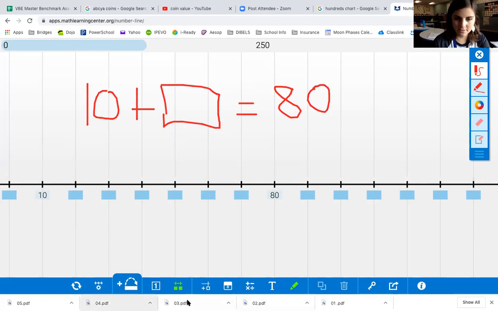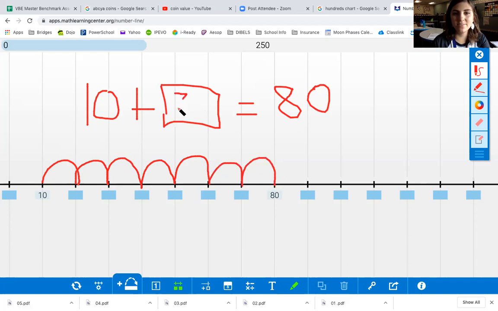So we have 10. We're going to act like we could do some jumps. 10. That's a jump of 10 because 10 to the next number is 20. So 10, 20, 30, 40, 50, 60, 70. So I'm going to put 70 in the box. 10 plus 70 equals 80. So we'll be learning more about the number line later on throughout the year.